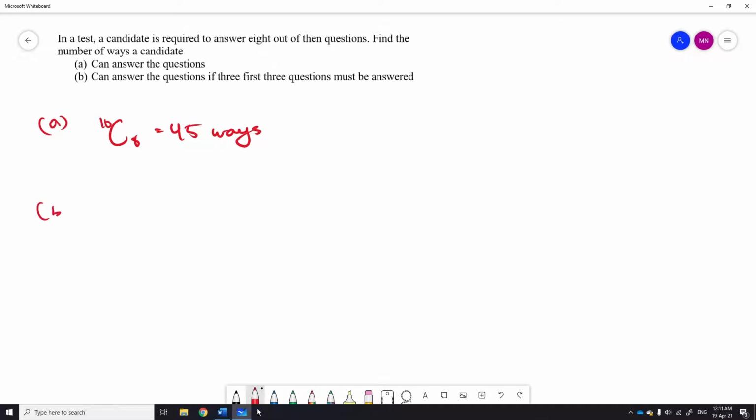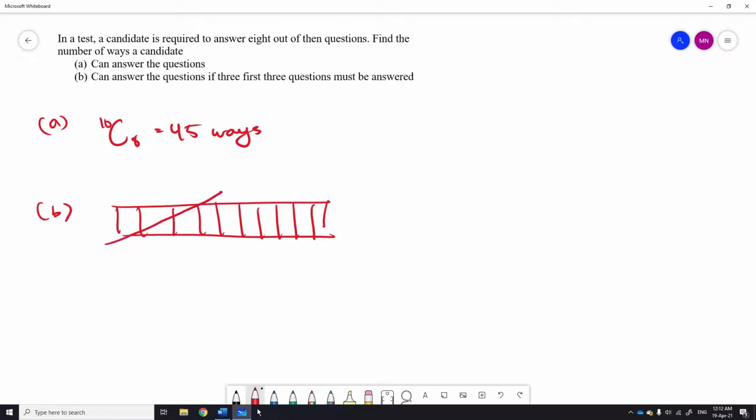Okay, and then B, the candidate can answer the questions if the first 3 questions must be answered. So from the total 10 questions, the first three questions are already answered. So we are just left with another 7 questions.